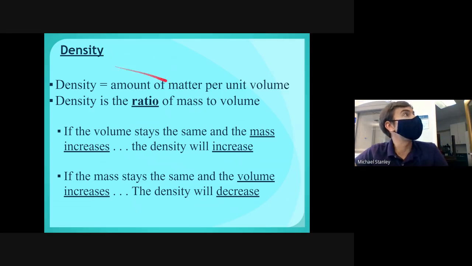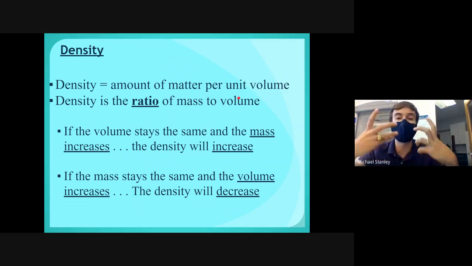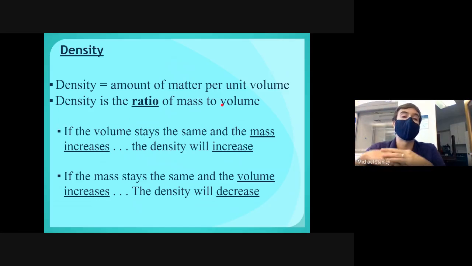So density is all about comparing the amount of matter, or how heavy something is, to the volume, comparing it to how much space it takes up. If you have something that's really heavy in a really small space, you have a very dense object. If you have something that's pretty light and it's in a really big space, that means that you have a relatively low density.